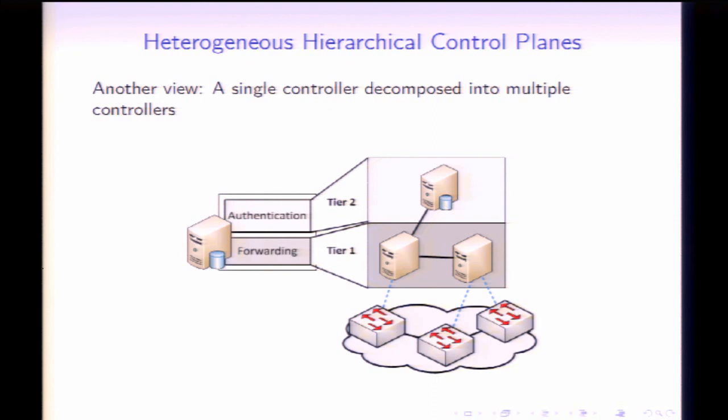So looking at the hierarchical structure, another way for it to be viewed is I have a traditional single controller with many different services, and I basically decompose it into different controllers that are organized in tiers depending on what kind of services demand what types of events. So if I had, say, authentication and forwarding, they might be separated into 2 tiers and 2 different classes of controller that handle different events.